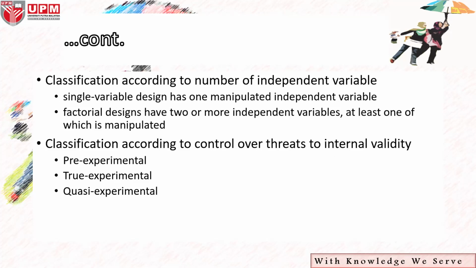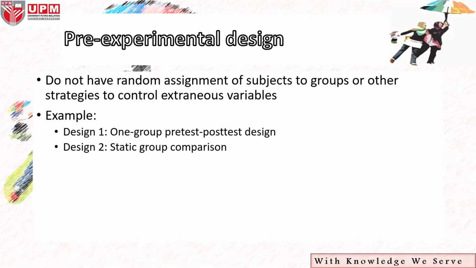Then factorial design has two or more independent variables, or at least one of which is manipulated. Salah satu, mungkin satu tapi satunya mungkin ada dua tapi satu, sekurang satu yang you all manipulate. Okay, and then classification according to control over threats to internal validity. We have pre-experimental, we have true experimental, and then we have quasi-experimental. Okay, ni first one, pre-experimental design.